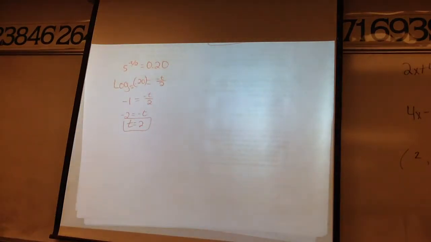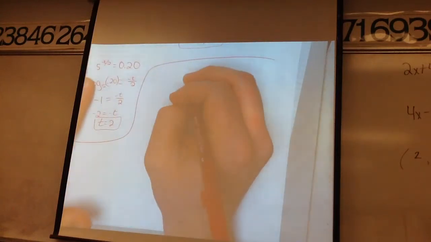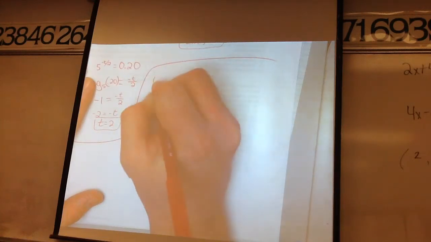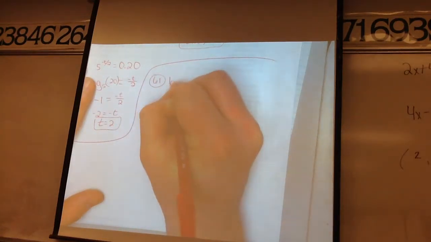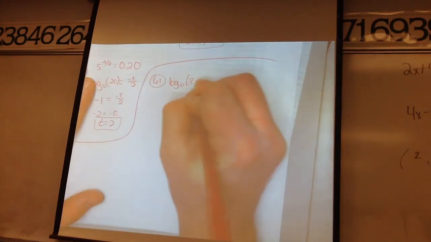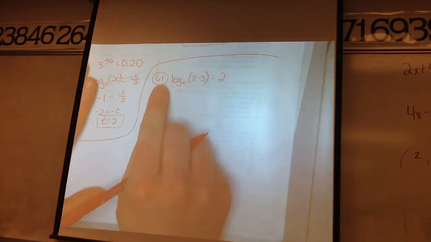So that's that section, and then the last section. What is the last section? Solve the log algebraically. So they'll give you a log equation. Let's start with an easy one, number 61. They're writing log base 10? That's just log. That is the log button on your calculator.